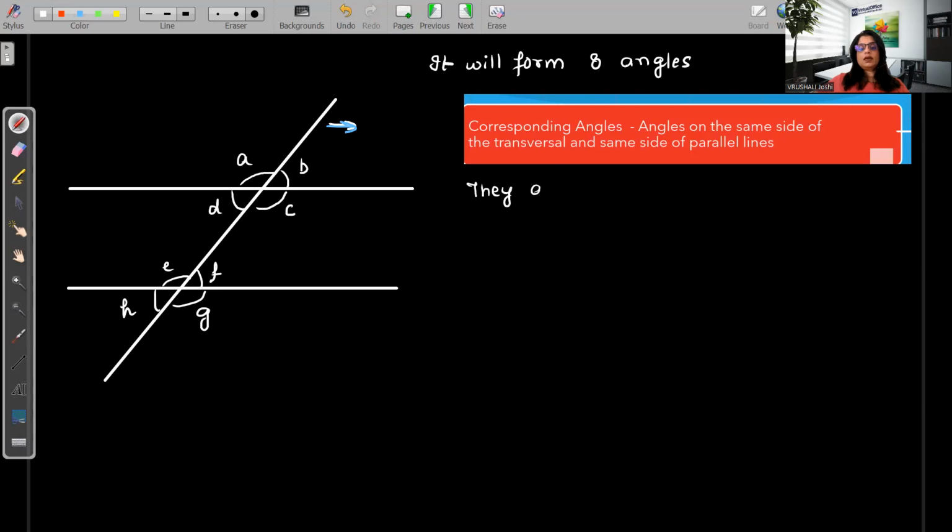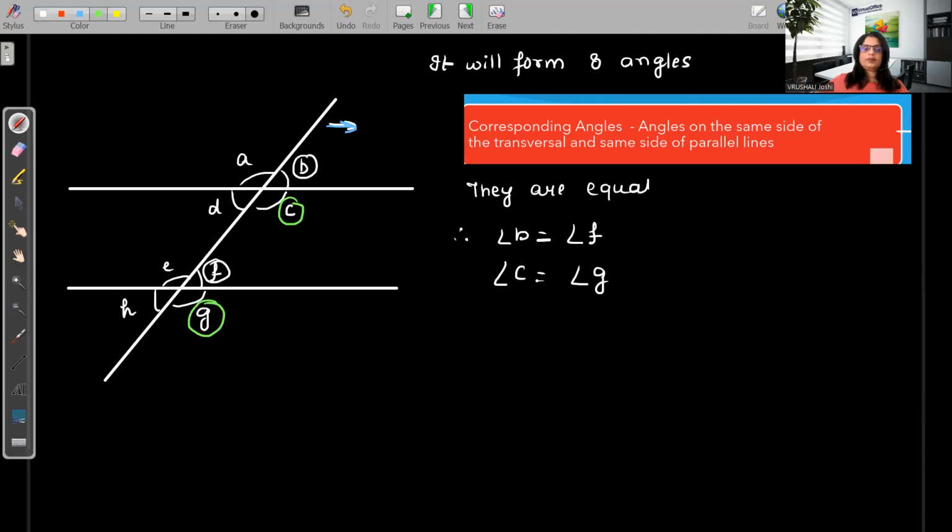They are equal. Corresponding angles are always equal. That's the main property of a corresponding angle. So therefore, we can say that angle B is equal to angle F. Which is angle B? Angle B is this. See? And angle F is this. Then angle C is equal to angle G. Correct? Which is angle C? This is angle C. Which is angle G? This is angle G. Correct?